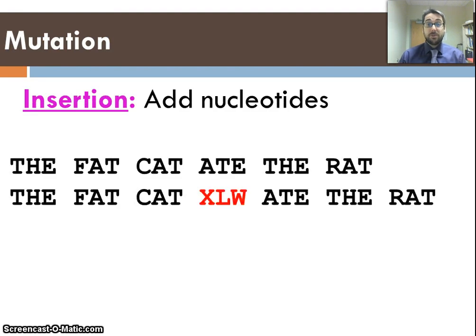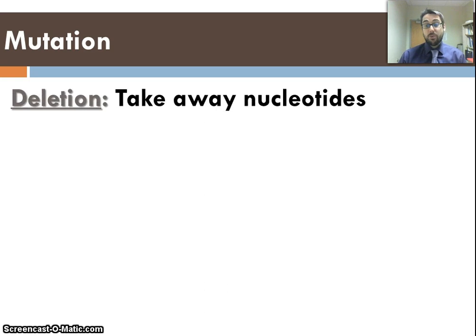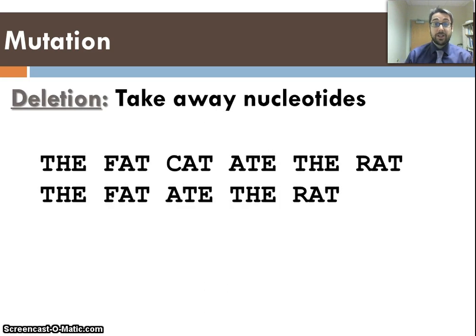So an example, we added nucleotides, maybe we add in a whole new amino acid. Again, that can change the shape of the protein and not have it function anymore. We could delete or take away. So again, we could have the fat ate the rat, and that's completely taking away an amino acid that we would need for some sort of function or product.